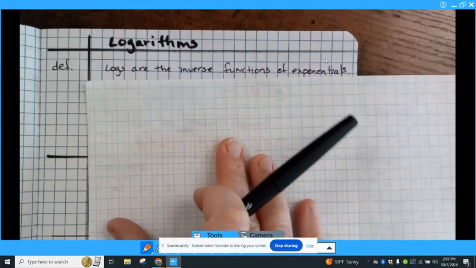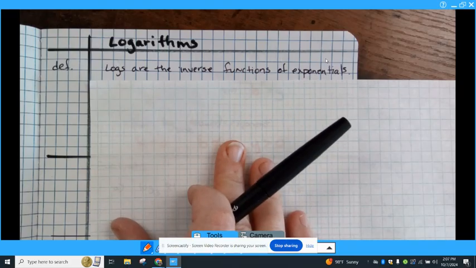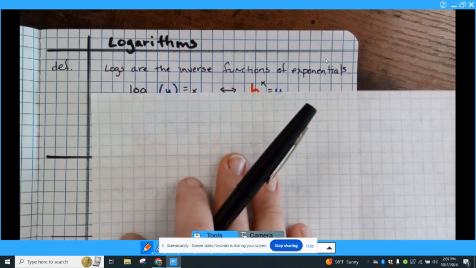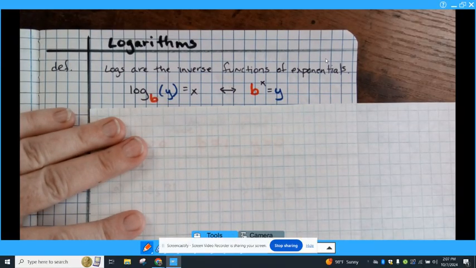So logs are the inverse functions of exponentials. A log is an exponent. You guys will hear me say that in class a lot to try to make this a little bit easier on you guys to understand that a log is an exponent. So we move from log form to exponential form and back again.